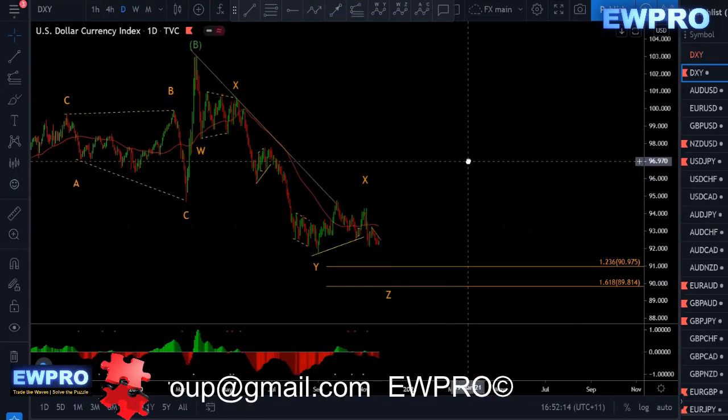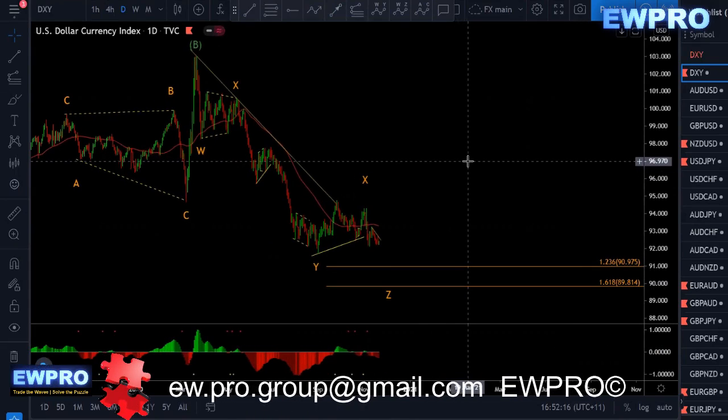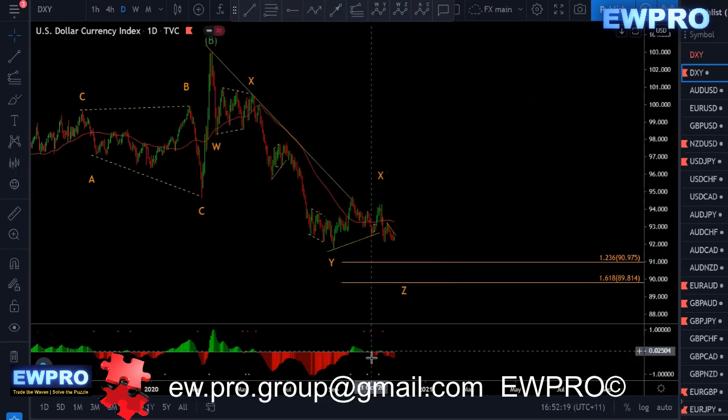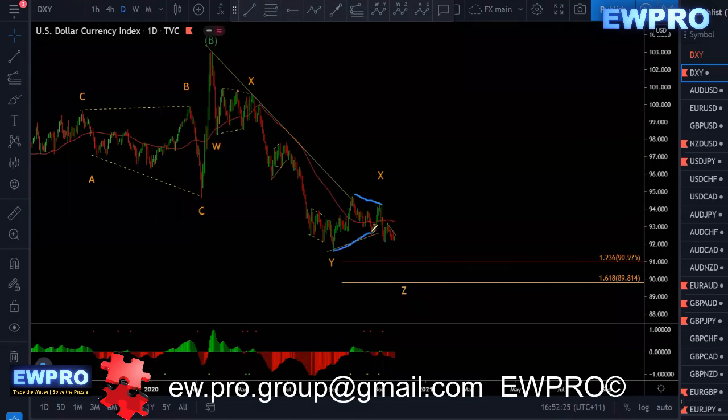So, starting with the DXY, still looking for this Z down. Like I said last week, I'm looking at this as the contracting flat, and I'm looking for this Z down. These are your targets here.